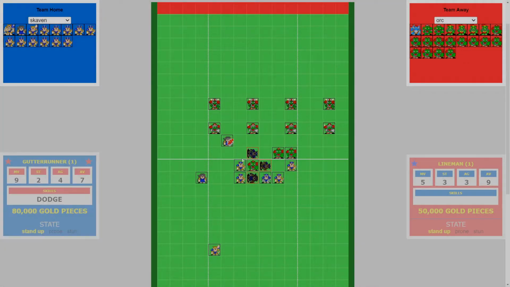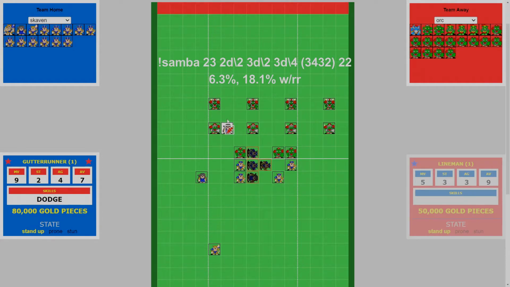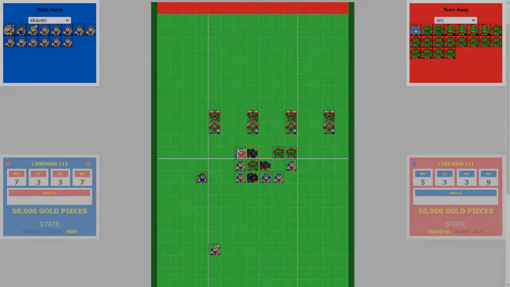Here the Orc coach is set up with only one gap between the rows in the backfield. Now the gutter runner can dodge through still the 3-4-3-2, they're still able to escape, but it has now dropped to 6.3% without a reroll, or 18.1% with a reroll.